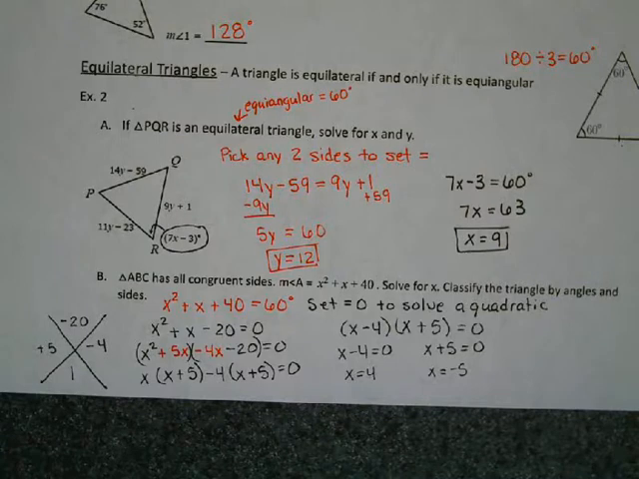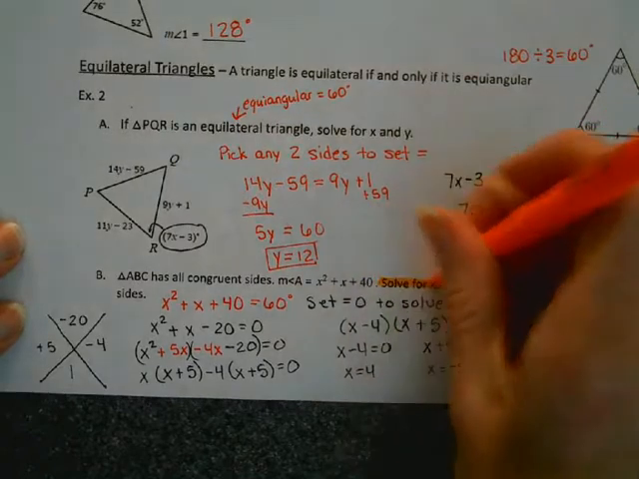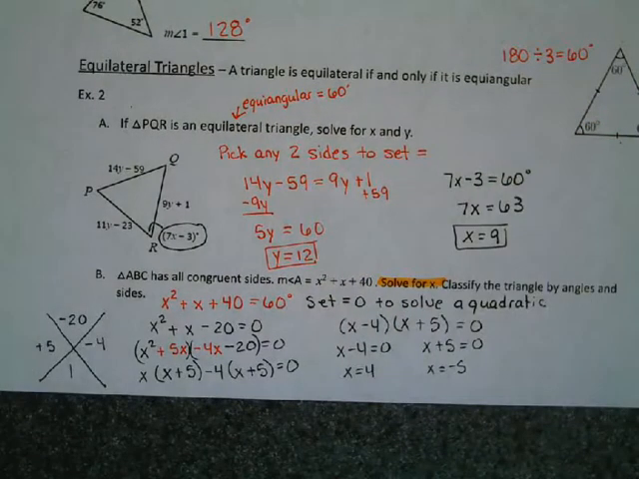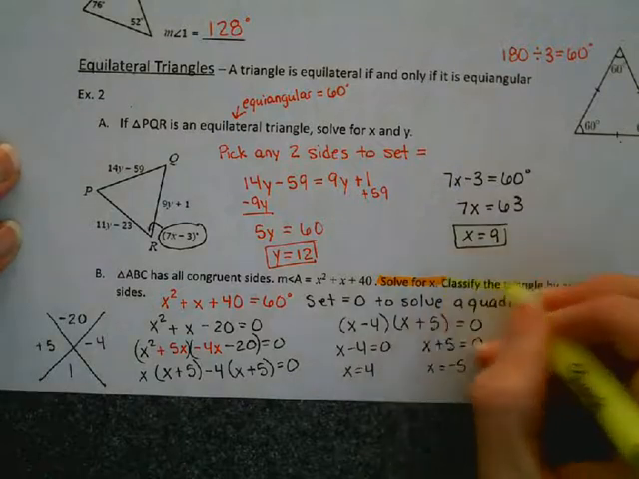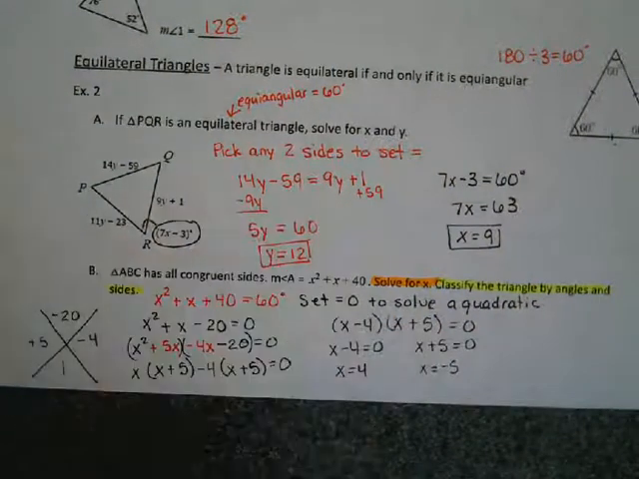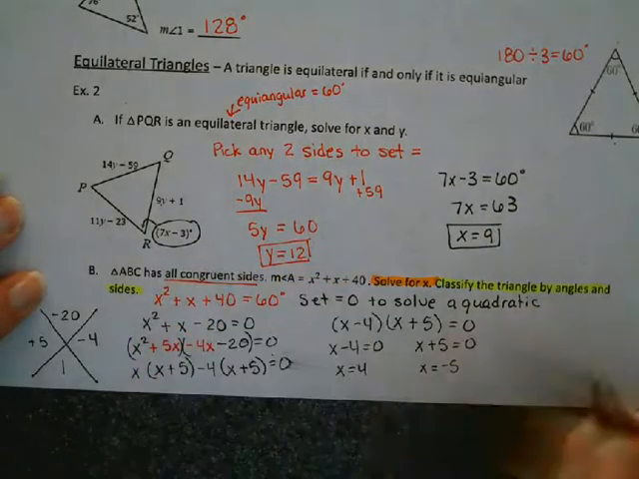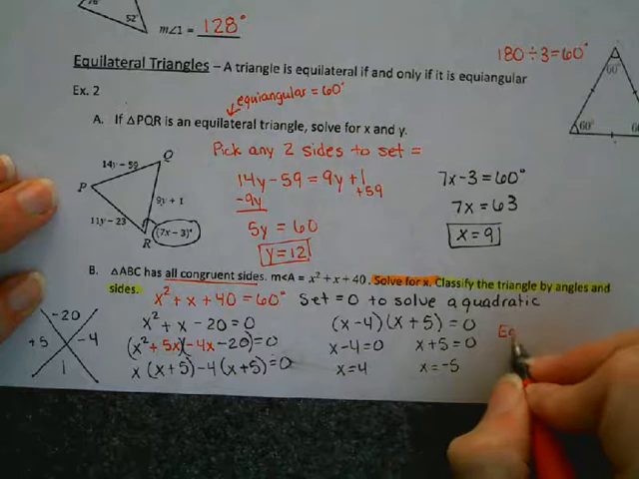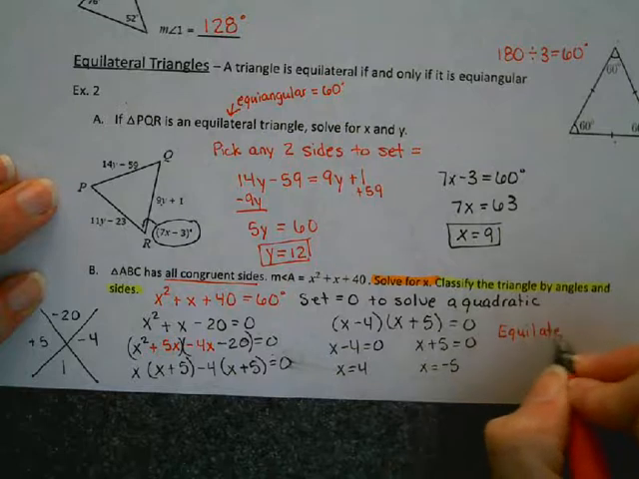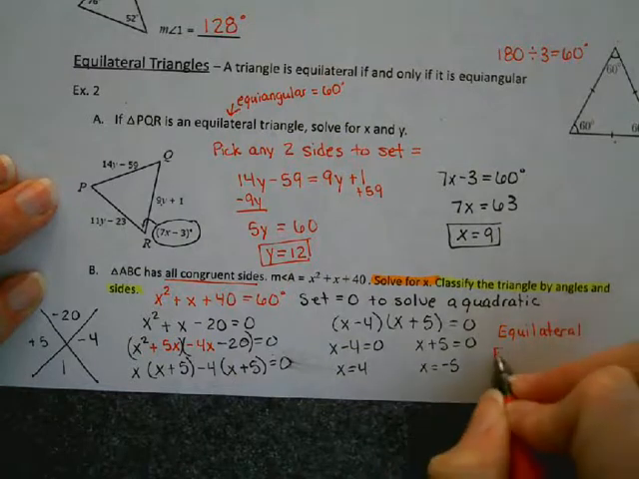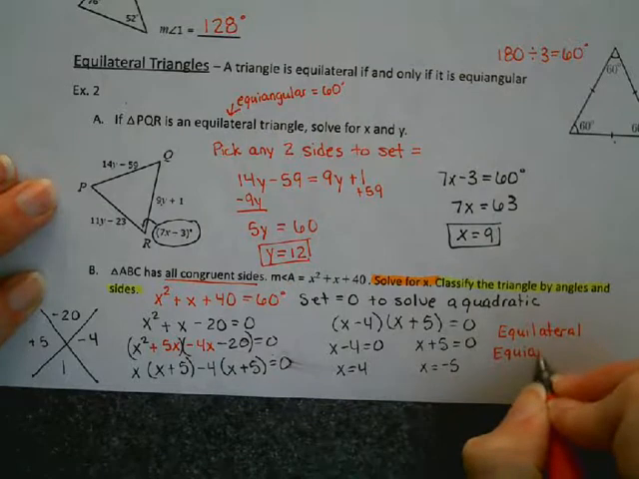And then to classify it, sometimes I forget to do that part. We did the solve for x. We got that part done. That's the part most people do when they see the numbers. What people forget to do is, and I forgot to do, classify the triangle by angles and sides. So on this one, because it said it had all congruent sides, I know this is equilateral and equiangular. Those will always go together.